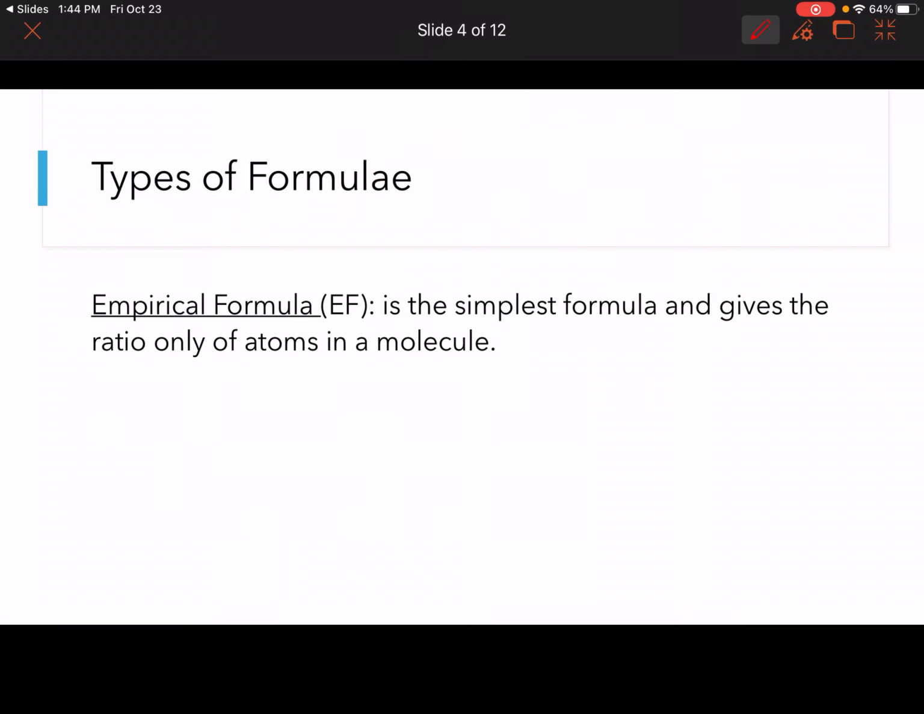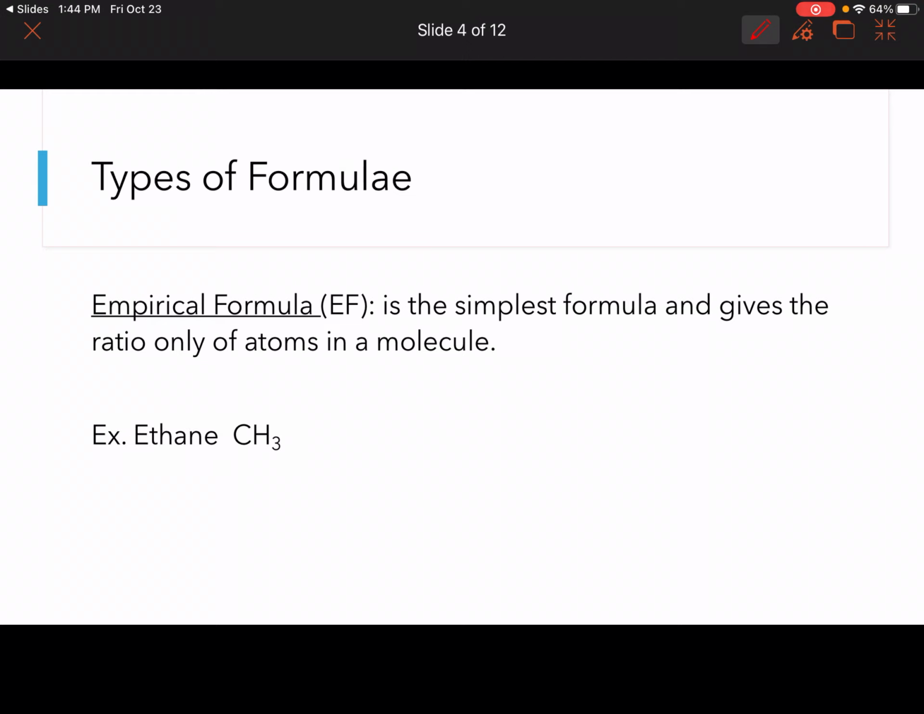Now, types of formulae. So formulae is just the Latin plural of formula. So we're going to go through 2 different kinds. The first one is the empirical formula, so EF. And this is the simplest formula, and it's going to give the ratio only of atoms in the molecule. So it's not giving us the actual number of atoms. It's just telling me what ratio they're in, okay?